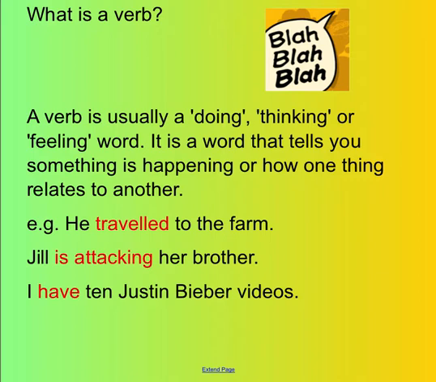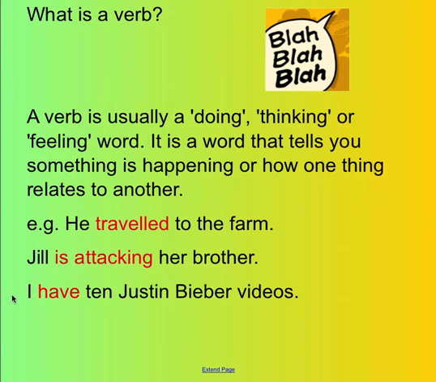He travelled to the farm. Travelled is the verb in that sentence. It tells us what he did in relation to the farm. He travelled to it. Jill is attacking her brother. Okay, Jill is attacking. Now we've got 2 words there that go together. You can't really separate them, so we consider those 2 words as part of the one verb, if you like. And it tells us what Jill is doing to her brother.